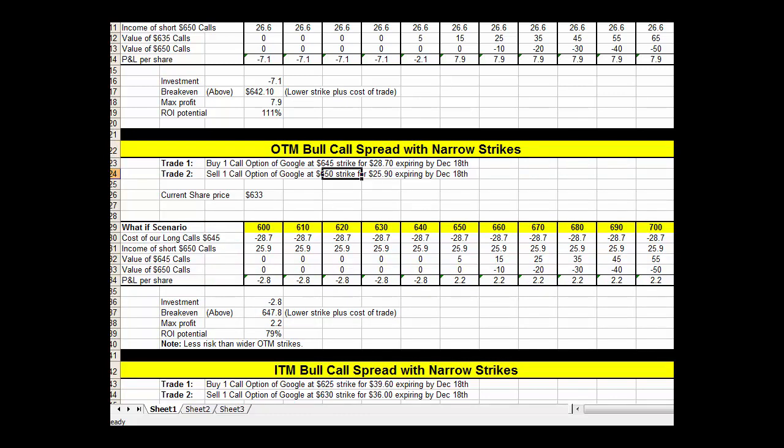So you can see here when we go through our profit and loss tables, our maximum risk is now reduced to 280, but our max profit is also reduced to 220. So the difference between the strategy up here and the strategy down here is we've just narrowed the strike prices. Cost of the trade is less, but our max profit potential is less as well. And our return on investment is 79%. Now this is still out of the money.